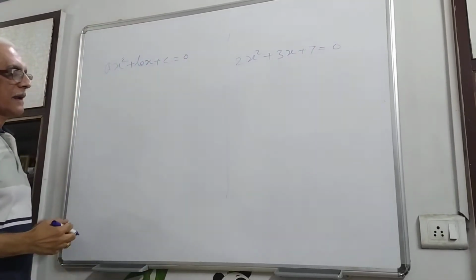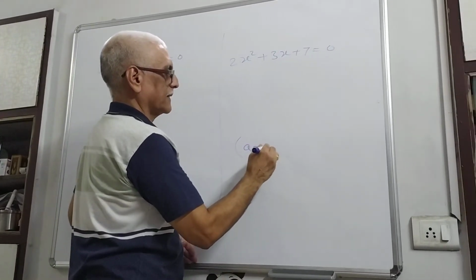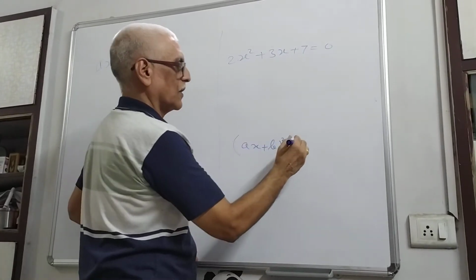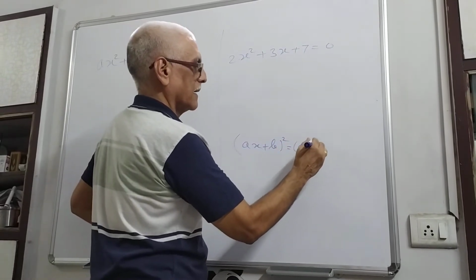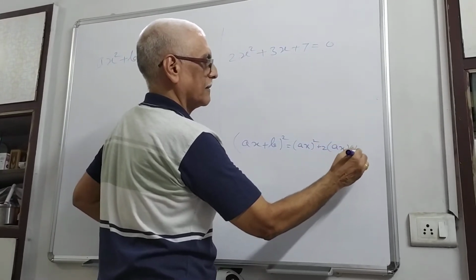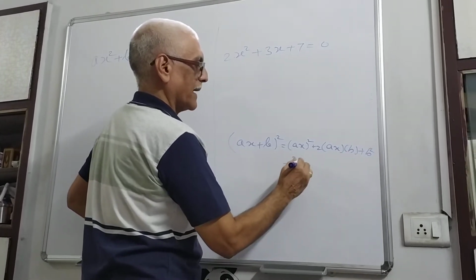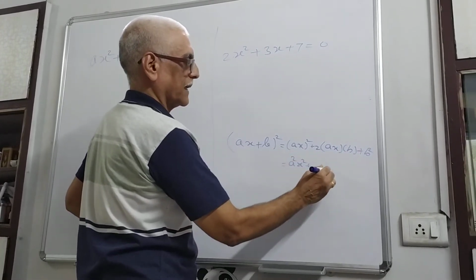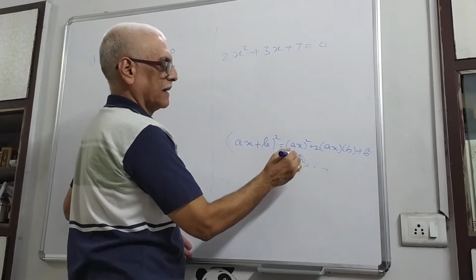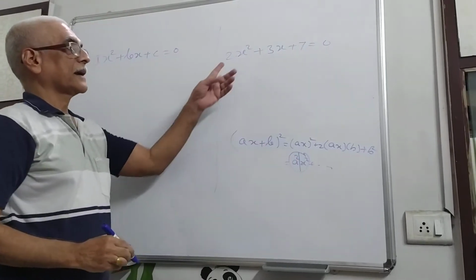Now we know that if we are having, suppose, (ax plus b) square, it is first term square, so a square x square plus 2 times first term into second term plus second term square. What I mean to say is that in the complete square method, the coefficient of x square must be a complete square. Here it is not a complete square.